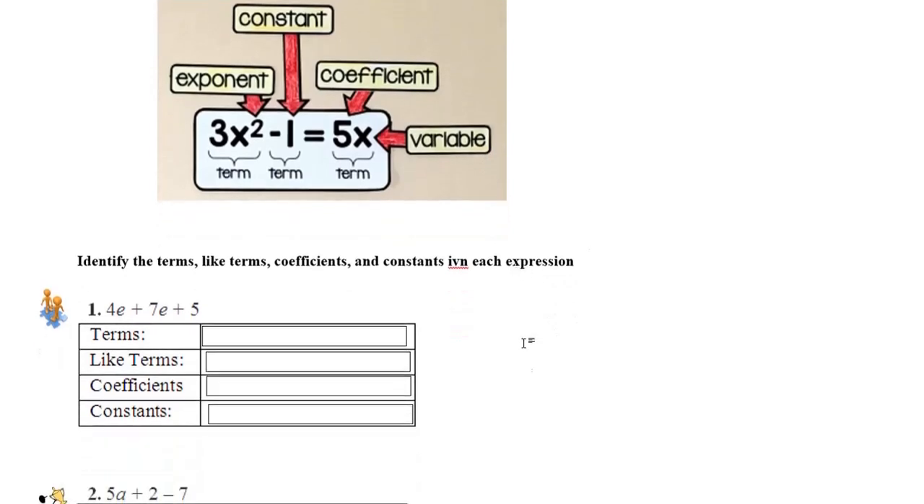All right, so let's talk about this. Identifying the like terms, coefficients, constants. Partner with the person sitting next to you and fill these 4 boxes out. We'll come back and talk, and then independently you will do number 2.